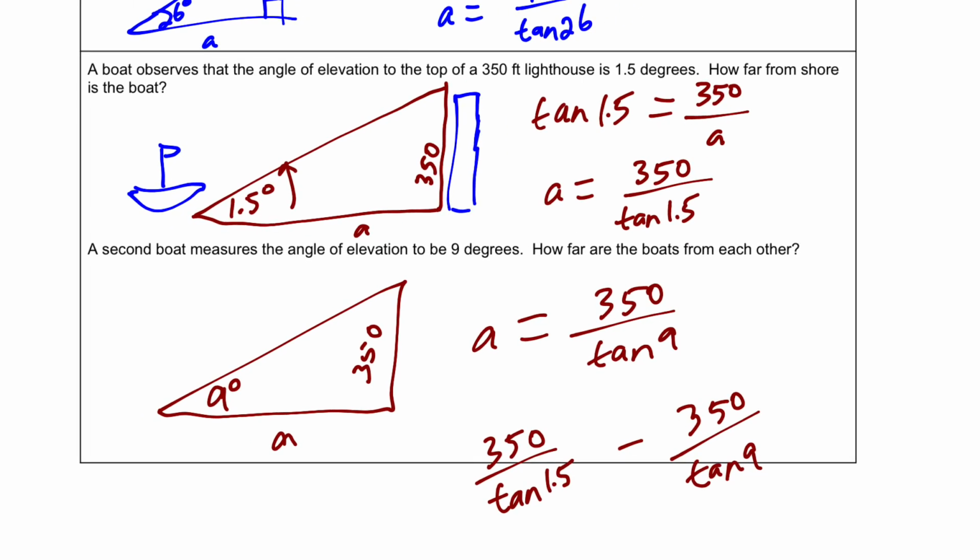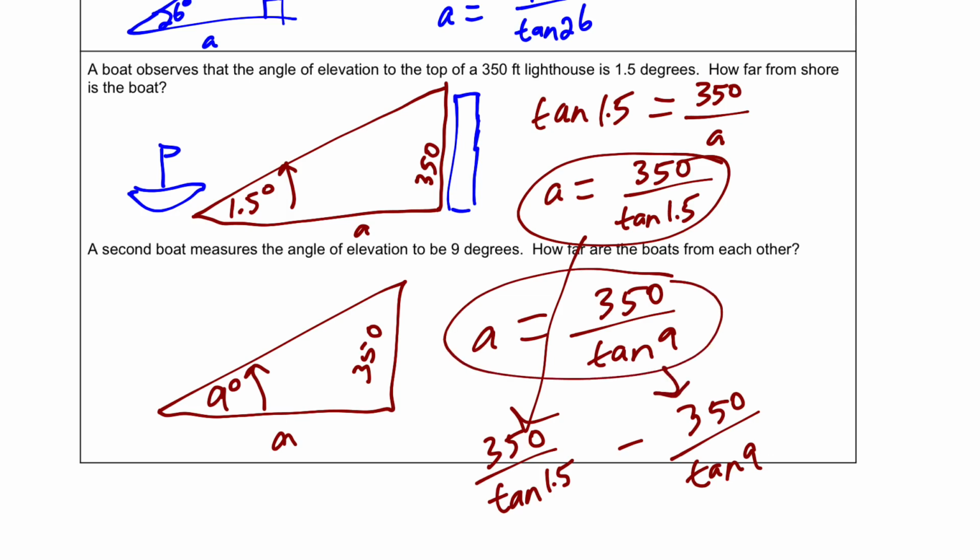And then for the next one, we have a separate triangle with a larger angle of elevation, which means we're closer, by the way. As you get closer, that angle is going to increase. So to figure out the actual difference, you can take the answer to this one minus the answer to this one, and the difference is how far away the boats are from each other.